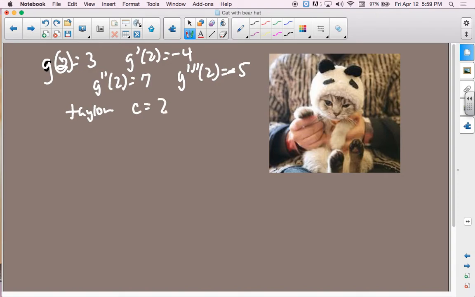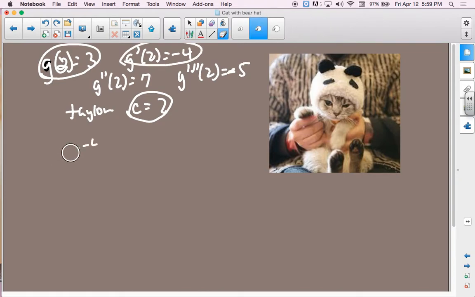So whatever this function looks like, which they don't tell us, it's some sort of curve or transcendental function maybe. They don't give us a name for it, but it's centered over at 2. So it's going to hug it almost perfectly at 2, and then after a while it might leave it. Okay, so my Taylor polynomial goes f of 2, or g of 2 in this case, which is 3, plus g prime of 2, which is negative, oh, I'm sorry.